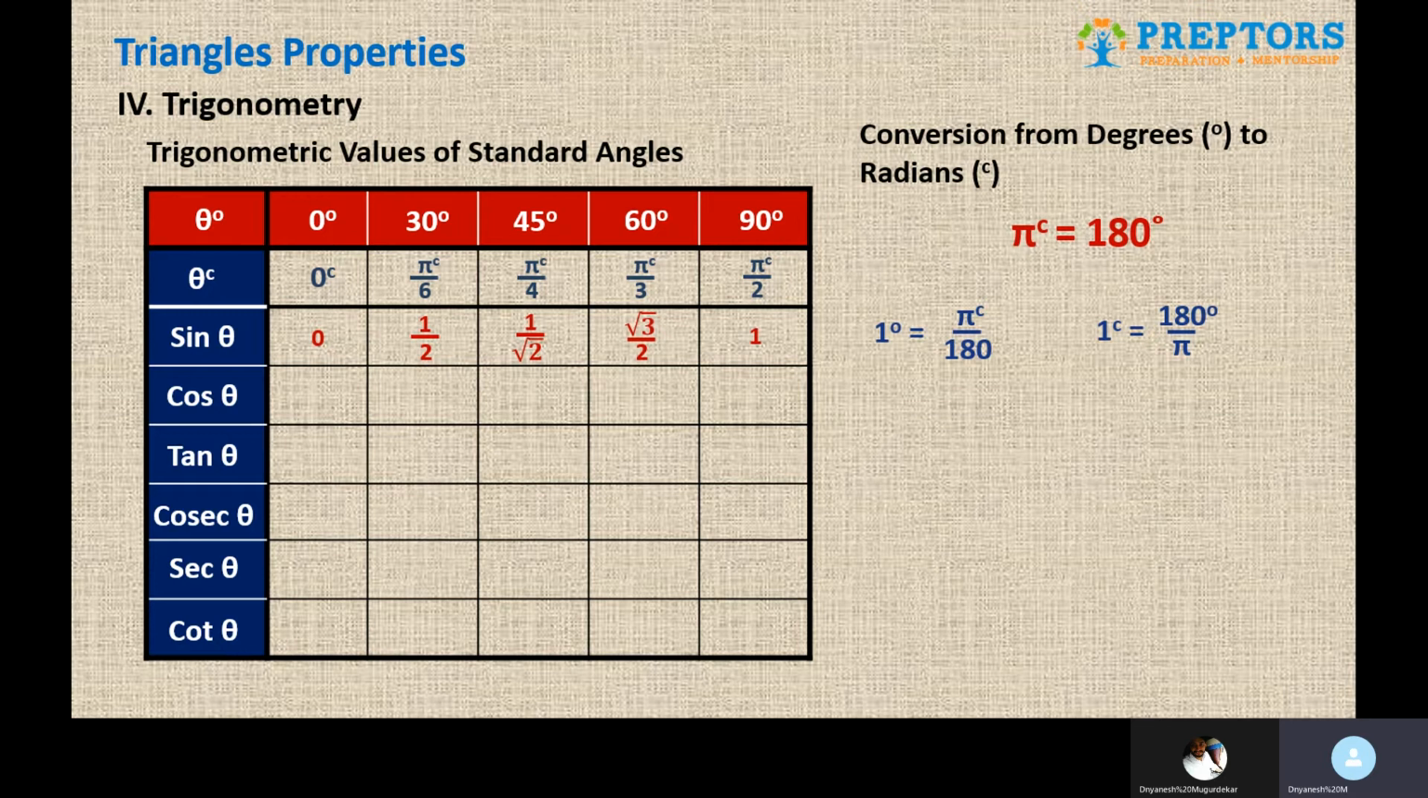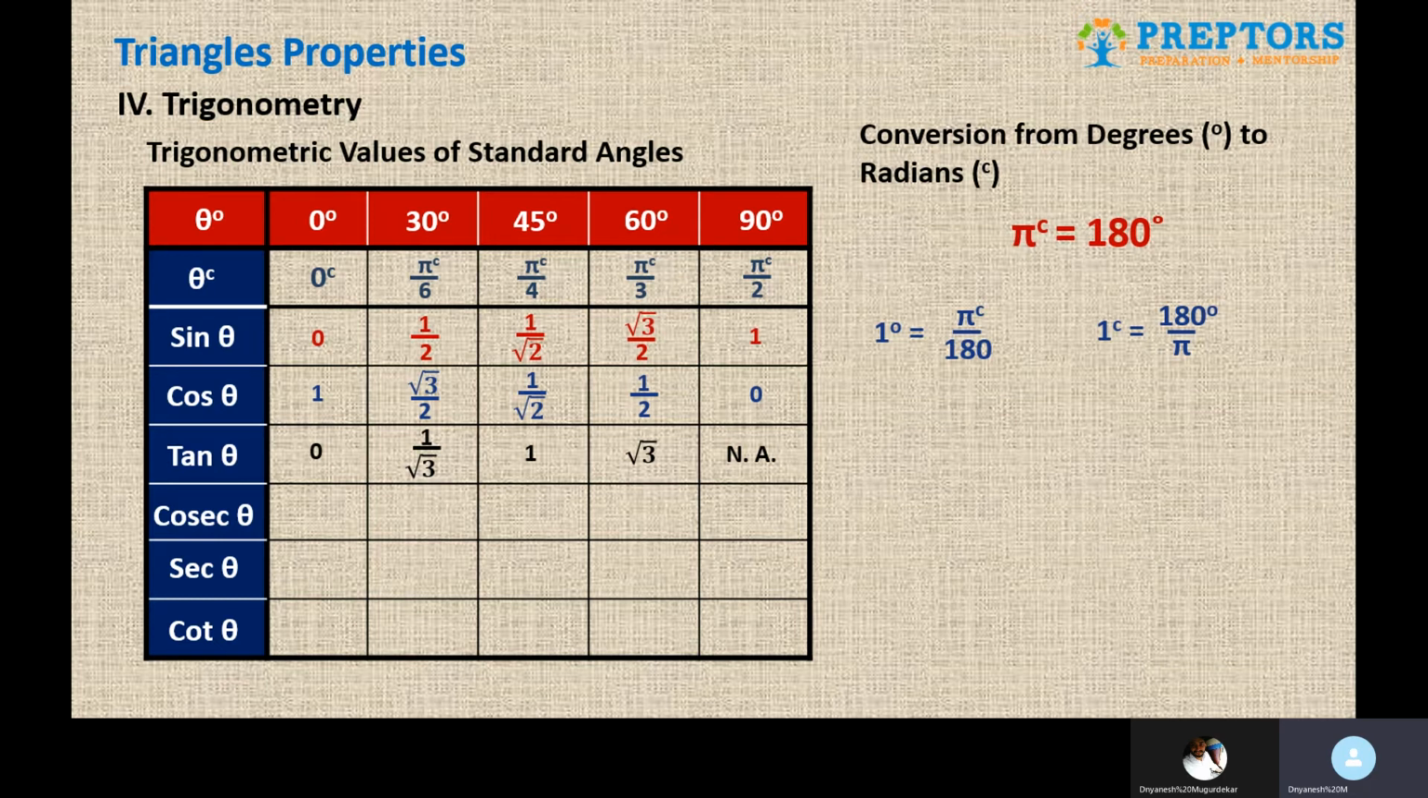So for cos, you reverse the sine row as it is. So 1, root 3 by 2, 1 by root 2, 1 by 2, 0. Tan, you can write sine upon cos. So 0 upon 1 is 0. 1 by 2 upon root 3 by 2 is 1 by root 3. Then 1 by root 2 upon 1 by root 2 is 1. Hence tan 45 is 1. And tan 60 will be sine 60 upon cos 60, which will be root 3. And tan 90, 1 upon 0, that is infinity, not defined.